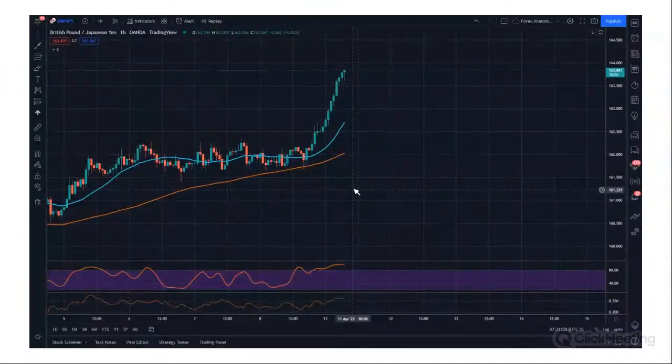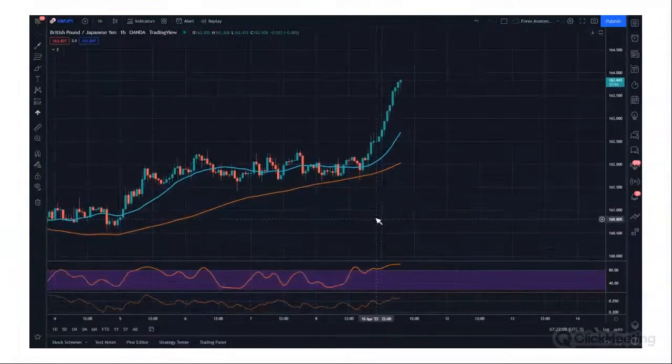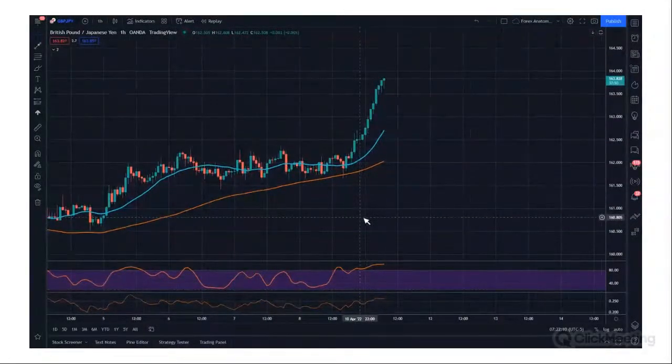But this one right here could be a little bit more complicated than the other setups. For this one, we don't see any major structure or hidden structure until we get a deep correction. Whenever we do see this, I look at a few things. For one, I look at something that we like to call an institutional level.